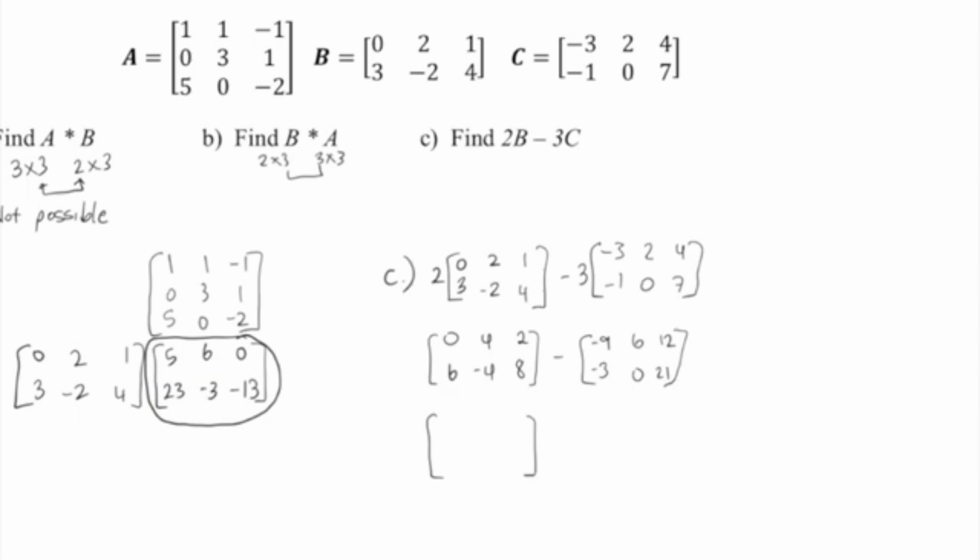So 0 minus negative 9 is 9. 4 subtract 6 is negative 2. 2 subtract 12 is negative 10. 6 subtract negative 3 is 9. Negative 4 subtract 0 is negative 4. And 8 subtract 21 is negative 13.